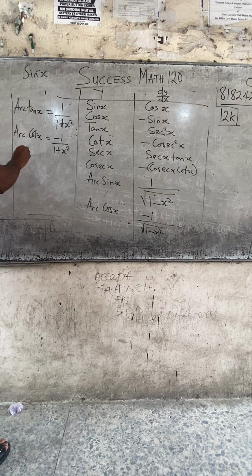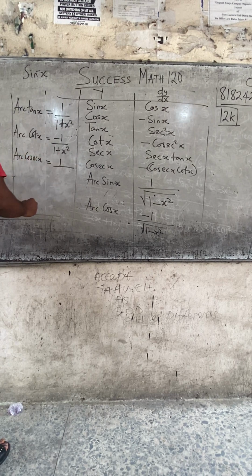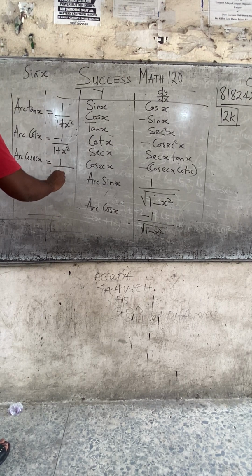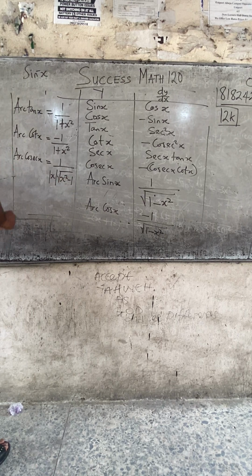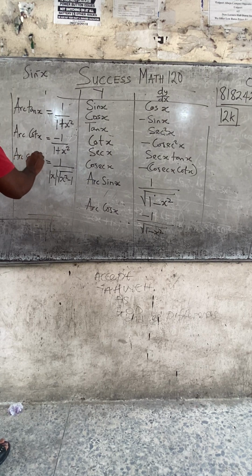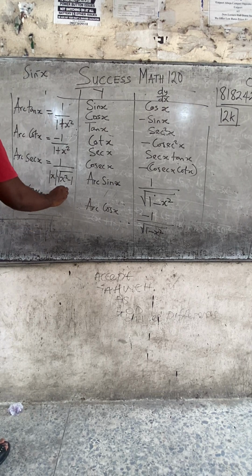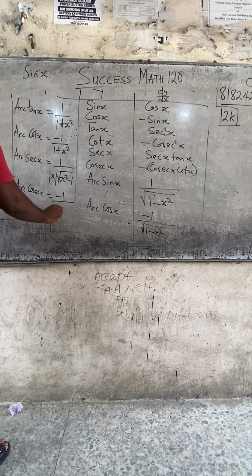Arc cosec x is 1 all over absolute value of x root x squared minus 1. Oh, this is arc sec x. Now arc cosec x is minus 1 all over absolute value of x root x squared minus 1.